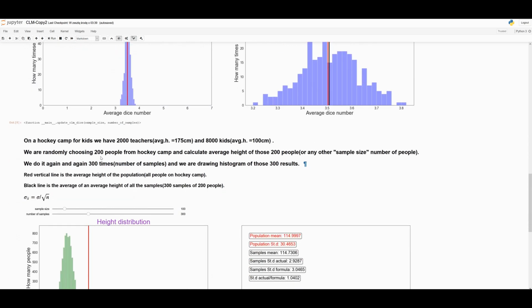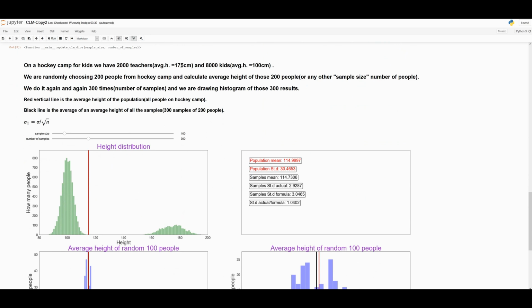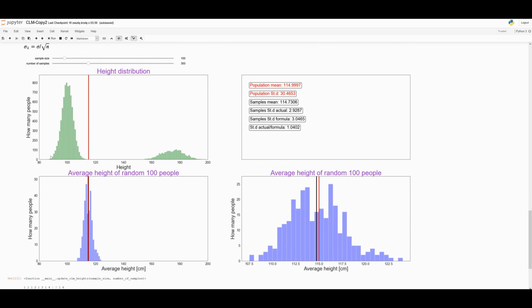In the last example, you have a hockey camp with 2,000 teachers, with an average height of 175 centimeters, and 8,000 kids with an average height of 100 centimeters. Okay? And you get this distribution, and even from that distribution, the average height of random 100 people, the sample, is normally distributed. Because if you choose 100 people randomly from that, it would probably be around 20 teachers and 80 kids. So the average value would be around 115. Not a weird thing. It's supposed to be like that.